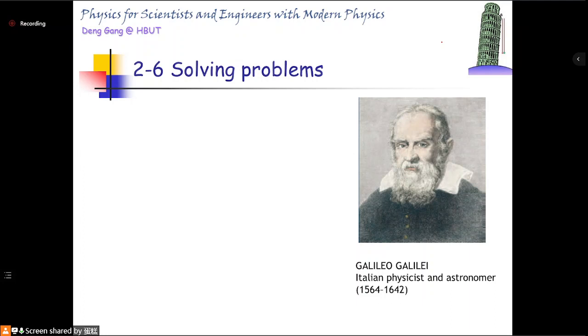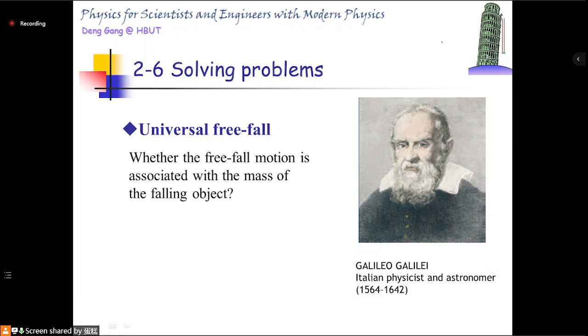So previously we have investigated two problems, and now we are going to investigate another one, which is a special motion with constant acceleration: the free fall. For the free fall, there's a very important question: whether the free fall motion is associated with the mass of the falling object.